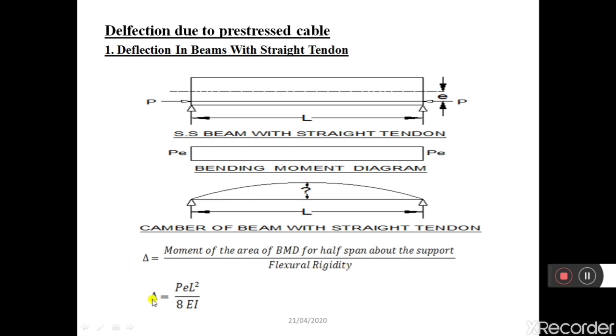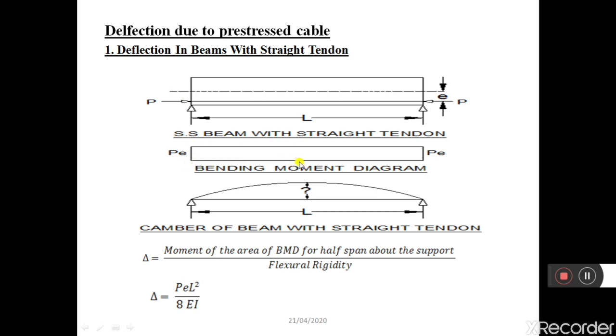So that will be equal to delta is equal to PE L square by 8EI. From your exam point of view, it is sufficient if you remember this final equation. If you want to know how we got this equation, it is nothing but the moment of the BMD for half of the span about the support. So this is the support. Taking the moment of this BMD for half of the span, we will get this delta.